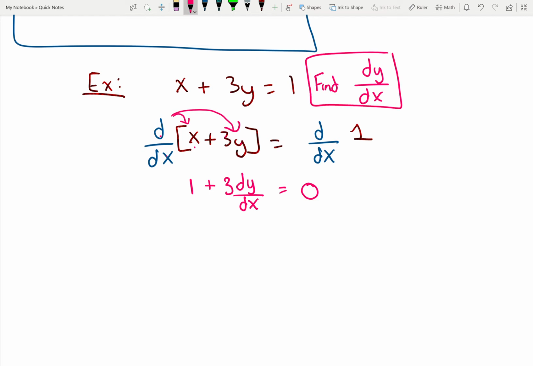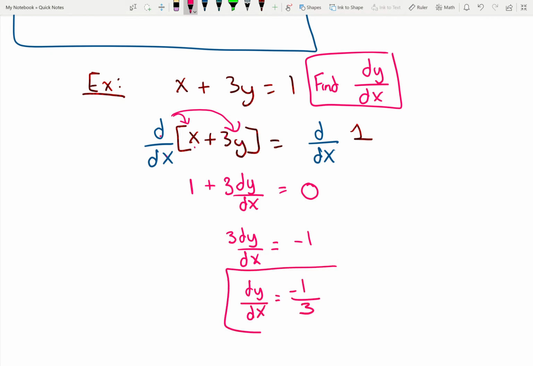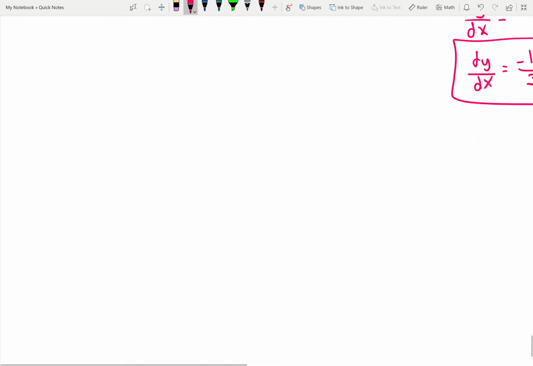That's the question here. So I put 1 on the other side, and then I divide by 3. There's our answer. All right, let's do another one. Hopefully you guys are getting this. It's pretty straightforward. Just pretend like y is x, and then attach a dy dx next to it.